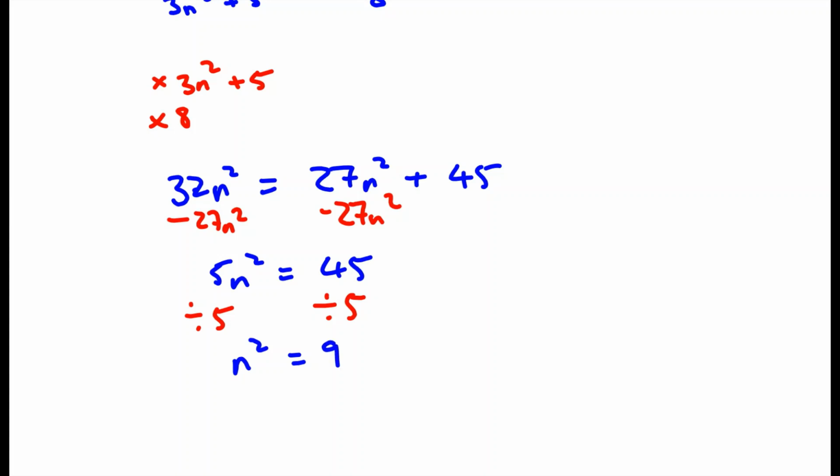So we're going to square root both sides, and as you're probably aware, when we square root a positive number, we could end up either with the positive or negative of that square root. But seeing as n is a term in our sequence, we can only take this positive solution. So the square root of 9 is 3. So it's the third term.